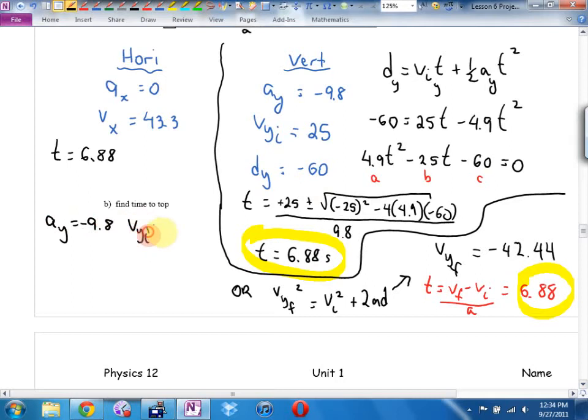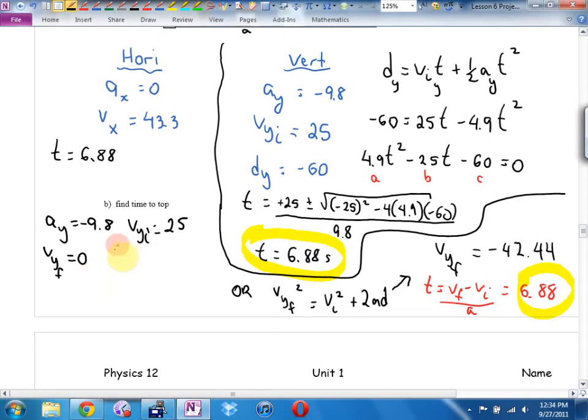But I do know one more thing. At the top, what else do I know? Jess? VY final is 0. Does that mean you're stopped at the top? No. It means you're moving horizontally still, Eric. But for a split second vertically, you've come to a stop. And I want to find time.